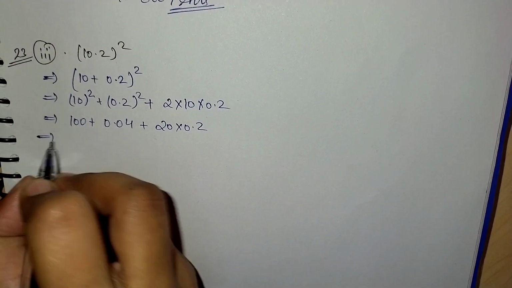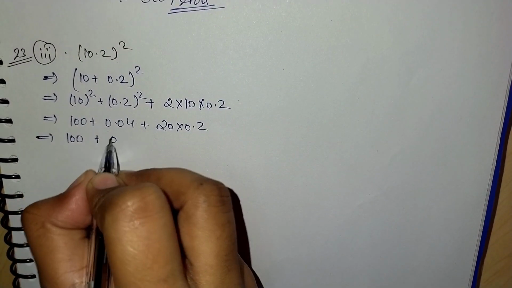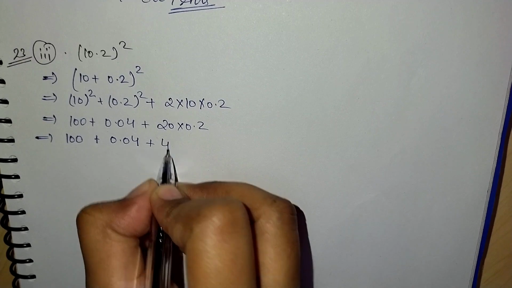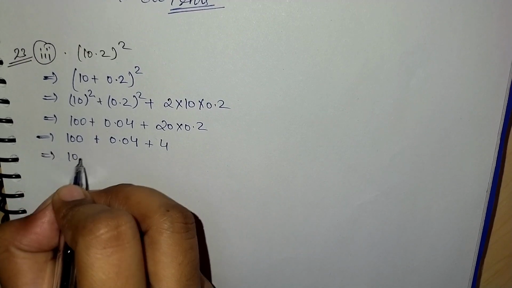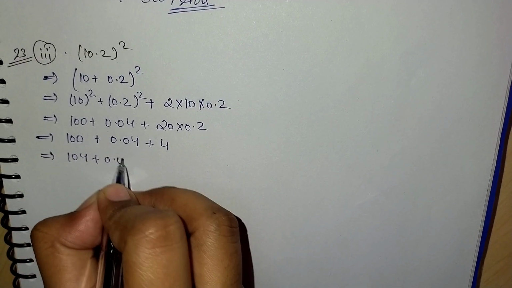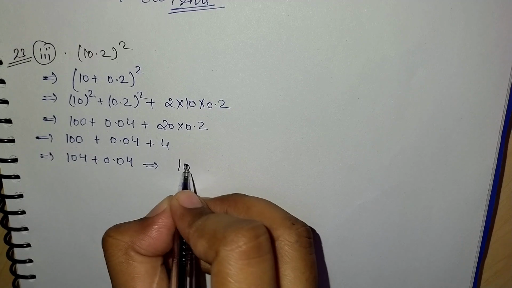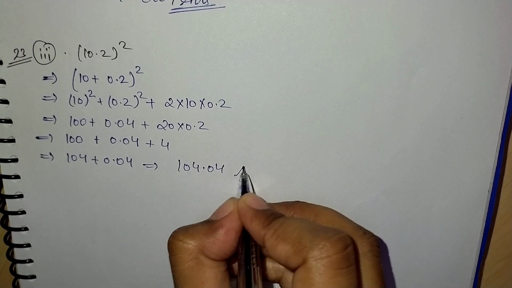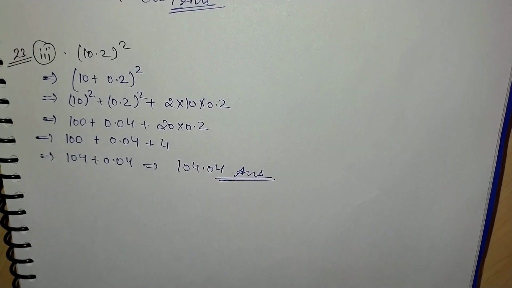So here we have 100 plus 0.04 plus 4 equal to 104 plus 0.04 equal to 104.04 as the answer here in this question. Here the 24th part says that use (a minus b) whole square to evaluate the following.